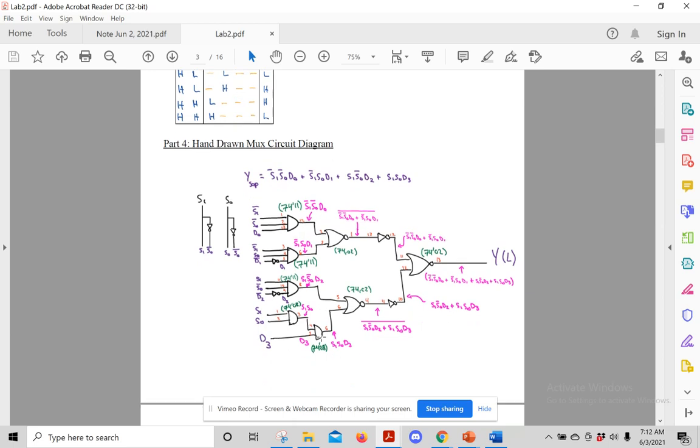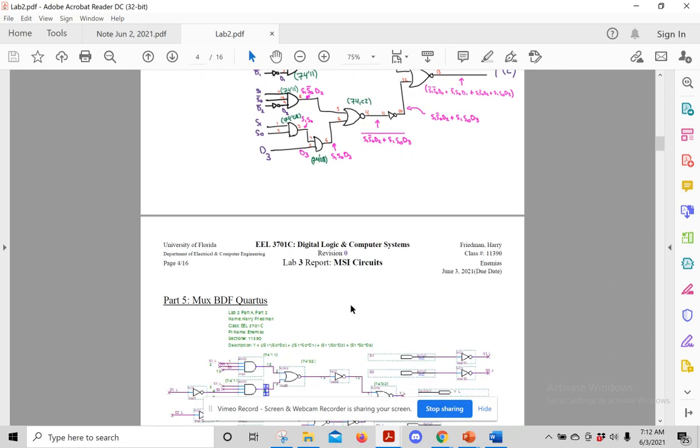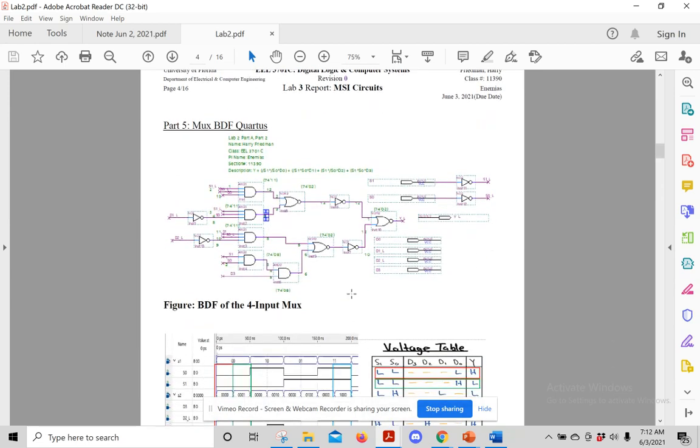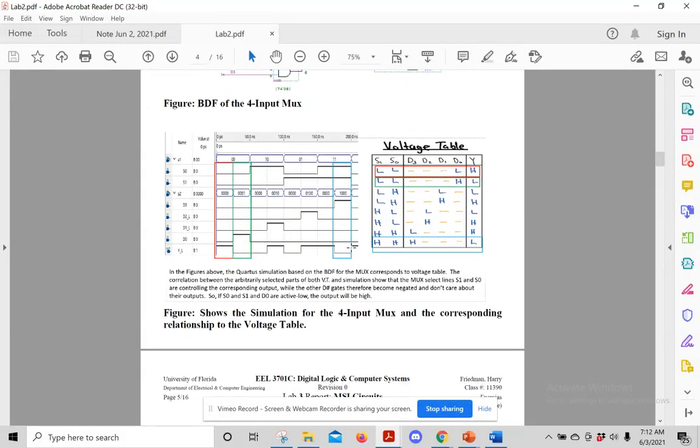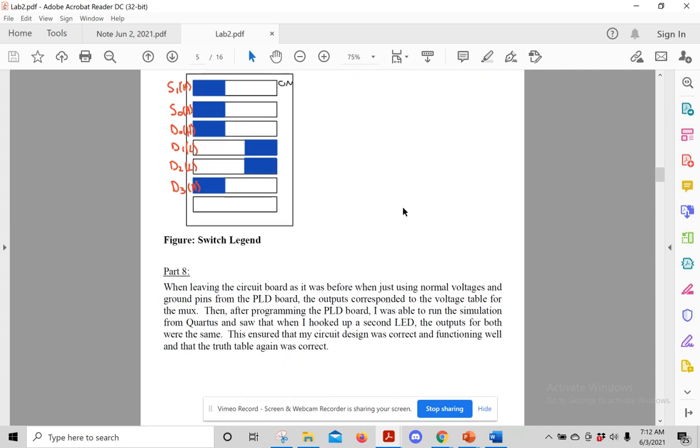So this is just the hand-drawn diagram, and then here's the BDF, and we see that the voltages do correspond to the outputs based on the select lines, and that it is true based on what the select lines are. And the switch legend.